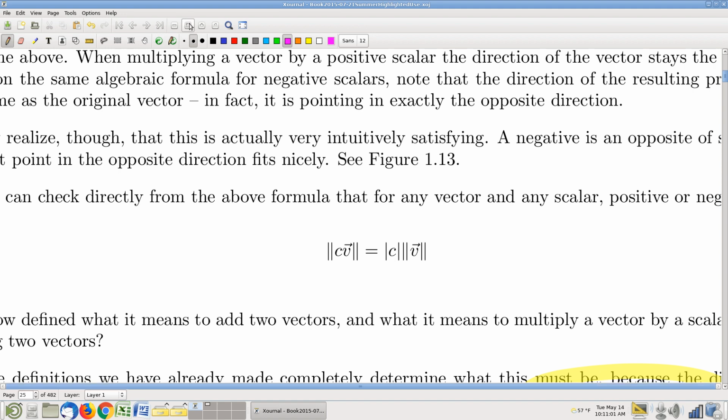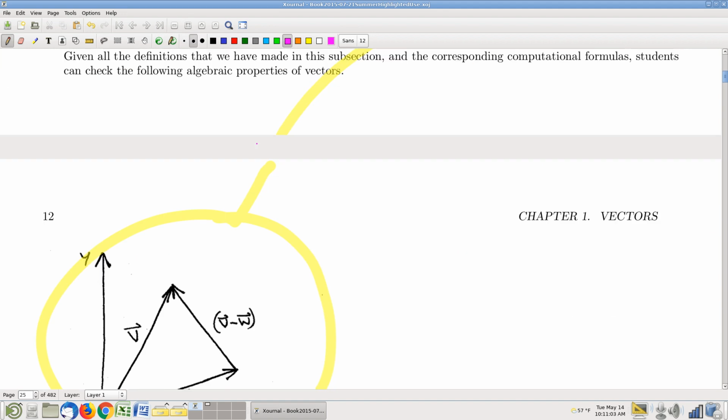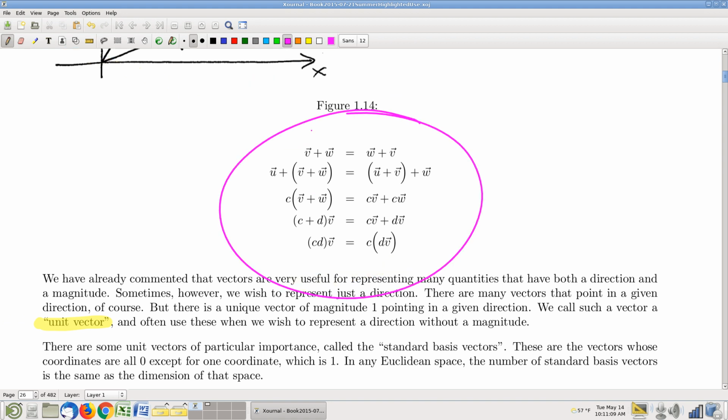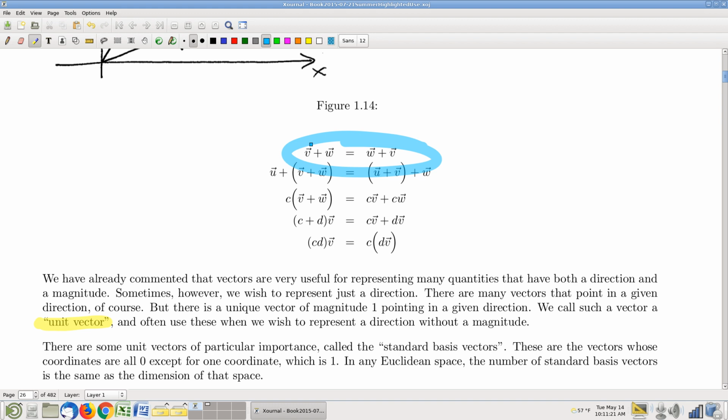Okay. All righty. Let's see here. Here are some algebraic properties of the algebraic operations that we've just defined. Now, again, this is eye roll time. Well, of course these are true. My gosh, haven't I known this equation here for like 10 years?